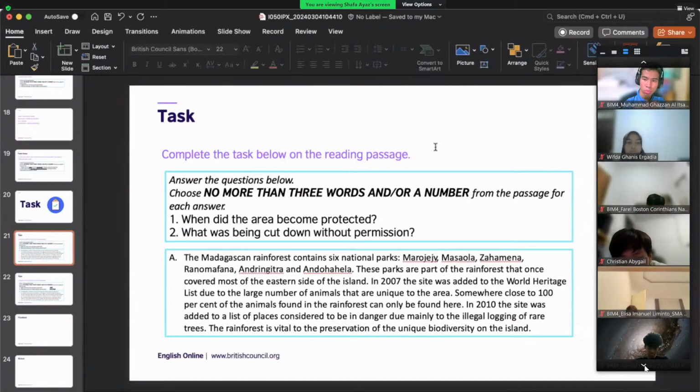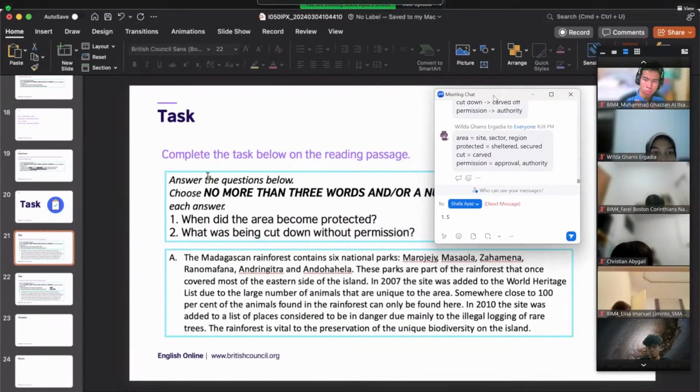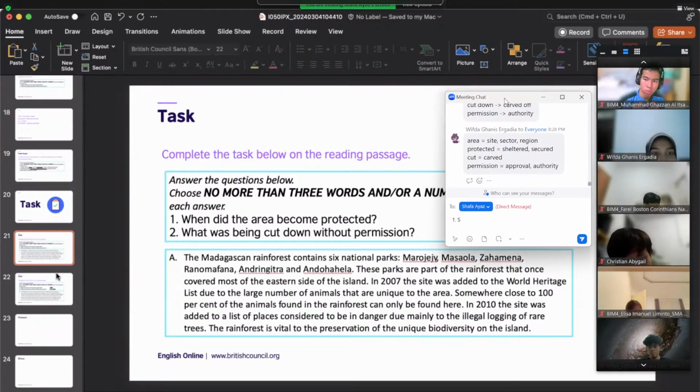Okay, but I think you just have to read this one. So you don't have to read the whole passage. Just this one, passage A. Complete the task below on the reading passage. And you have to answer these two questions. I'll give you 5 minutes.